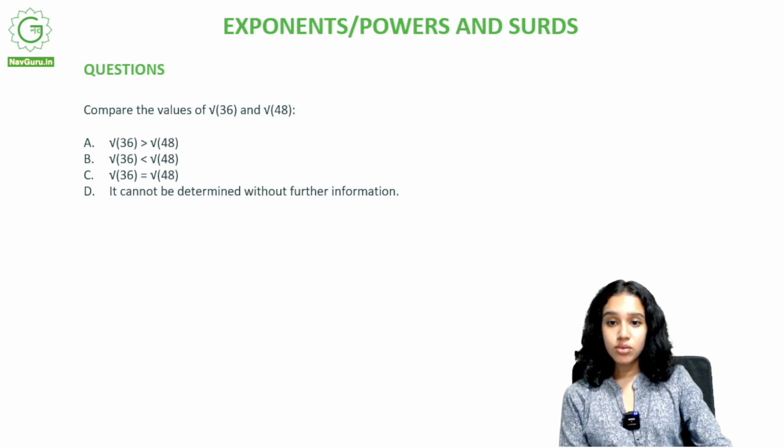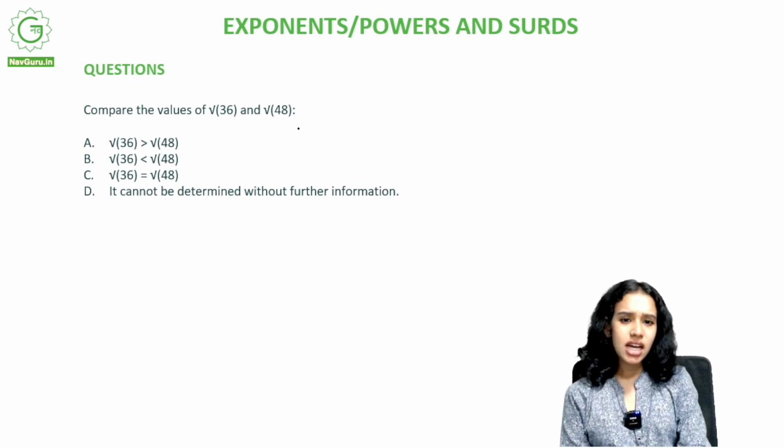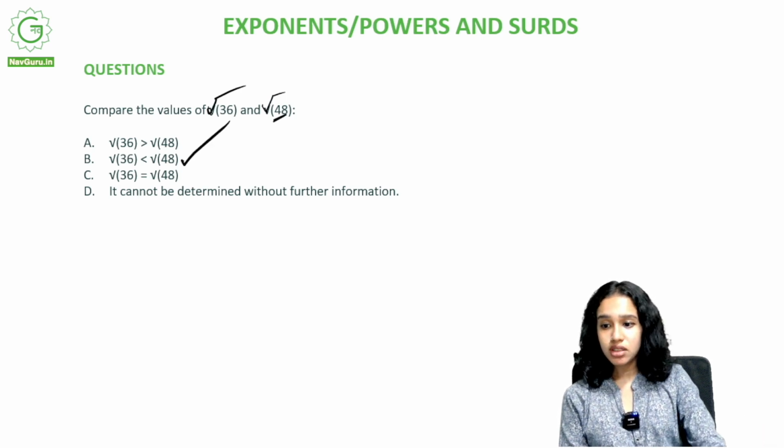Now compare the values of root 36 and root 48. So again, it doesn't have to be compared. So it's basically square root, right? Both have the same radical. And this is the greatest number, so this is the greatest answer.